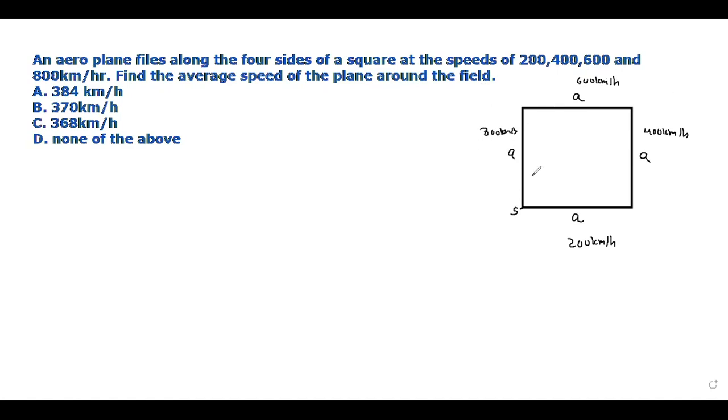Now what most of you might do is take the average of the speeds, but you won't get the answer from that. So what you need to do is, the speed is given and the distance is given. Let the time for the first side be t1, the second t2, the third t3, and the fourth t4. To cover all that, let the total time be capital T.